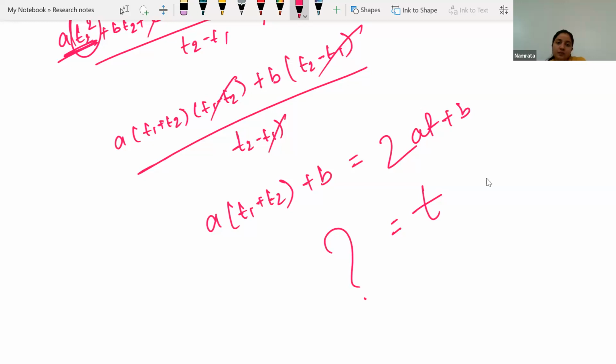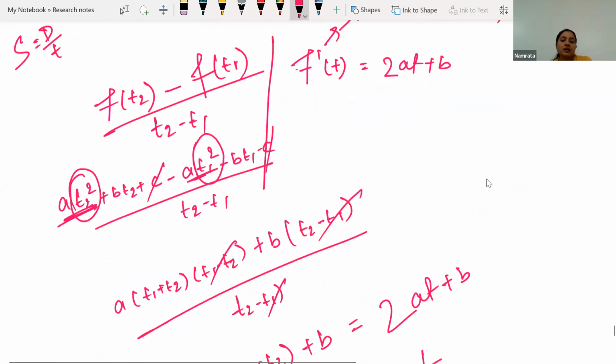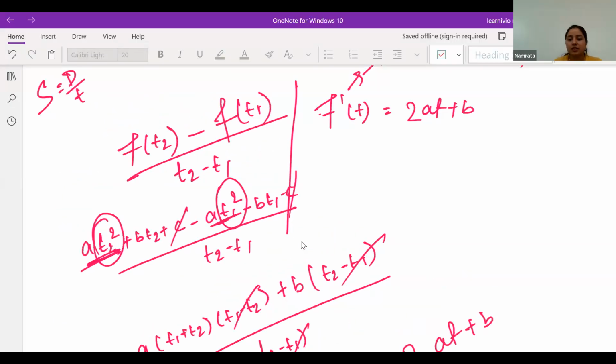Are you getting it? Yes, ma'am. So this is how we will be finding the average speed. A few questions I give for practicing. Is there any doubt about whatever we have discussed so far?